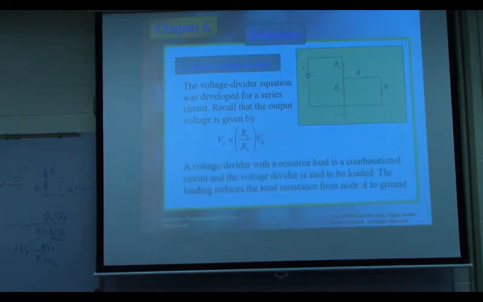The voltage divider with the resistive load is a combinational circuit, and the voltage divider is said to be loading. The loading reduces the total resistance from node A to ground. Let's explain this one. Is this true? Look at the last sentence: the loading reduces the total resistance from node A to ground. How to understand this? Is this a yes or no?